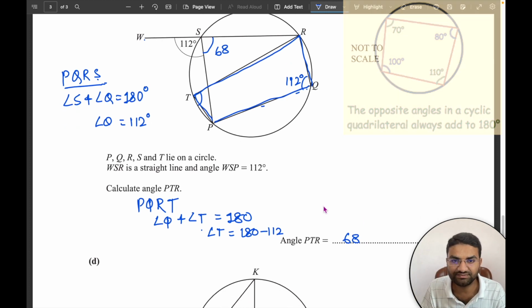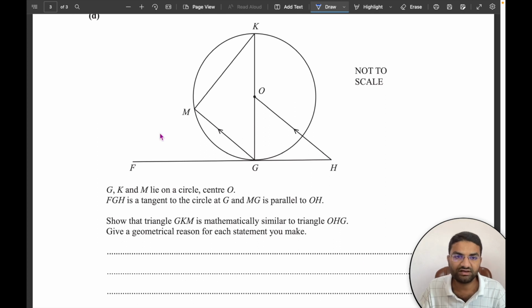Then next, in the last sub-question, G, K, M lie on the circle, and F, G, H is a tangent to the circle at G, and MG is parallel to OH. Show that triangle GKM is mathematically similar to triangle OHG.